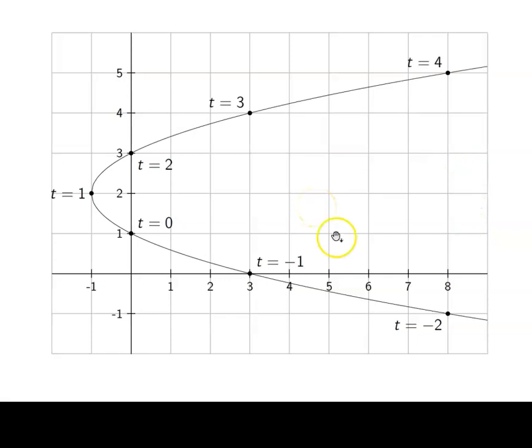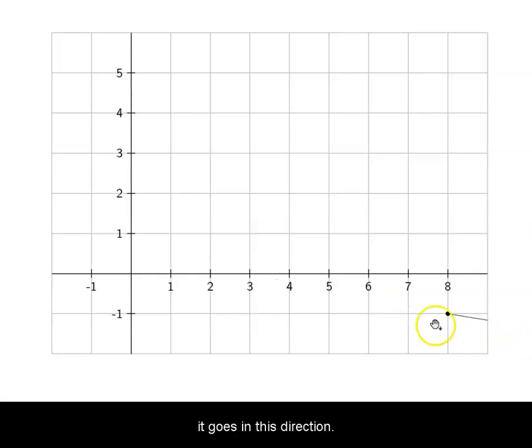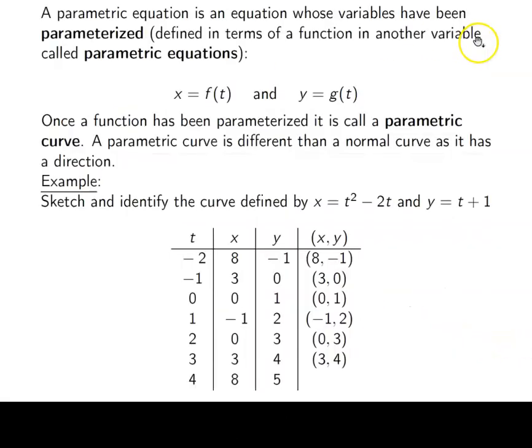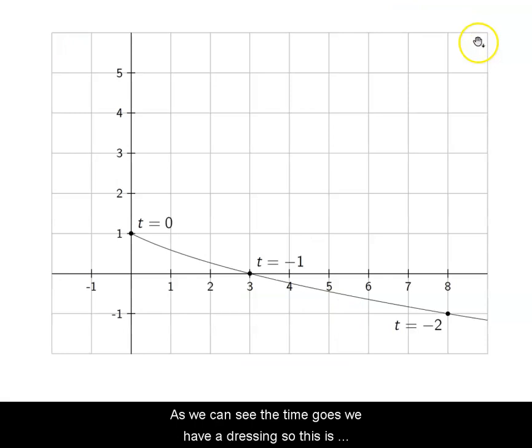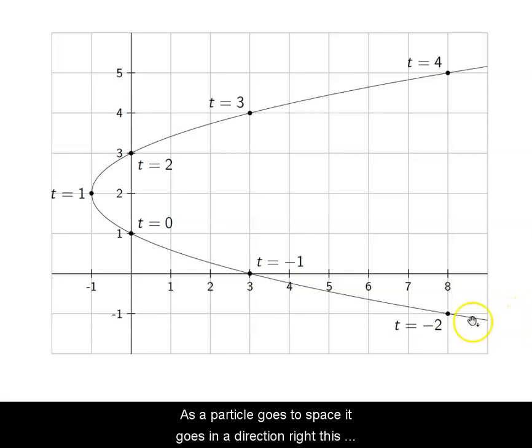So we actually have a rotated parabola here, and it has a direction. What's the direction it goes in? It goes in this direction, as we can see. So as time goes, we have a direction. This is really useful when we're modeling a particle flowing through space. As a particle goes through space, it goes in a direction. This could even be an orbit or a trajectory of a spacecraft or a satellite.